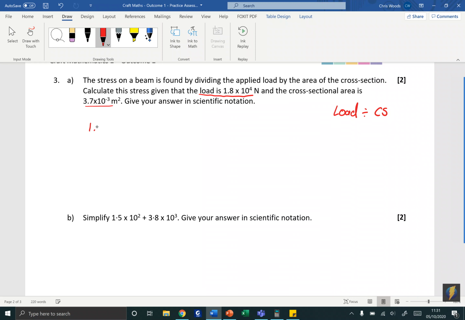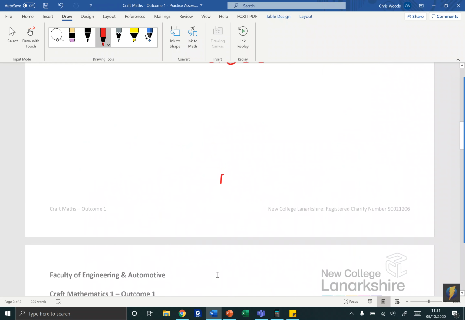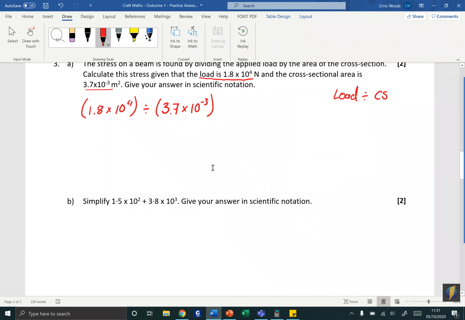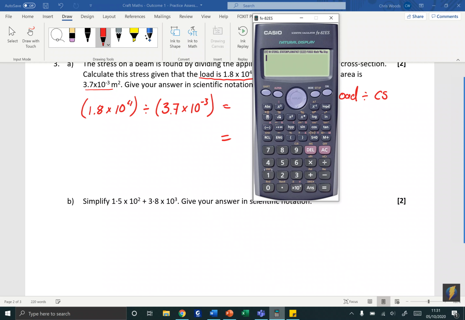So 1.8 times 10 to the 4 divided by 3.7 times 10 to the minus 3. Writing that out like that's not going to get you anything. You need to actually go to your calculator, but there's going to be 2 steps we're going to need to do. So 1.8. Remember, if you're using your calculator, the times 10 to the power button is down here.